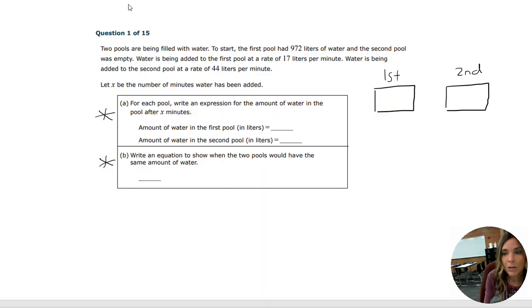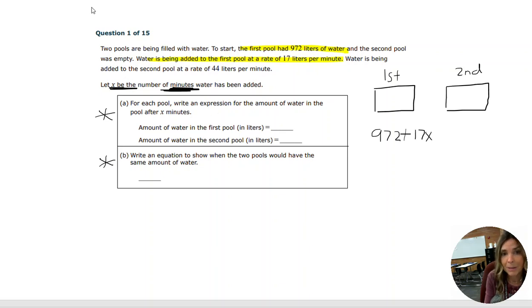So for the first pool, it says the first pool had 972 liters of water in it to start with. So I know that this pool is starting with some water. And then I also know that water is being added to the first pool at a rate of 17 liters per minute. So the first pool started with water in it, and then we're adding more. Every time 1 minute passes, there's going to be 17 more liters of water in the pool. Okay, and it tells us what variable to use for the number of minutes that water is being added.